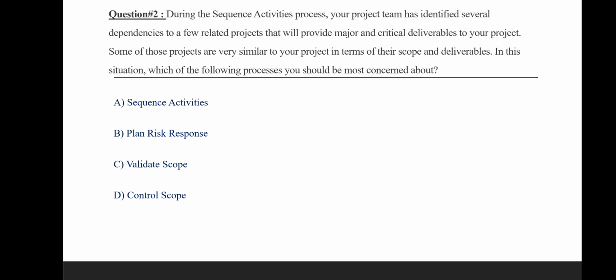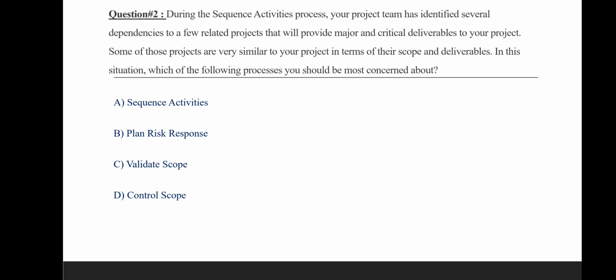During the sequence activities process, your project team has identified several dependencies to a few related projects that will provide major and critical deliverables to your project. Some of those projects are very similar to your project in terms of their scope and deliverables. In this situation, which of the following processes should you be most concerned about?